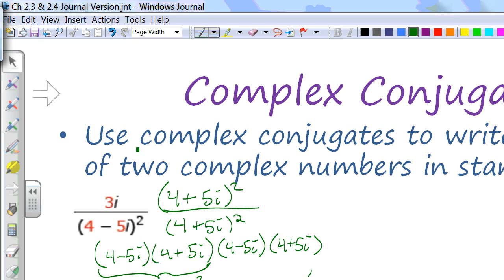Now, this i squared, what do you say happens with the i squared? i squared becomes negative 1. Well, the thing to remember is that this is the exact same. This is also 16 plus 25 is 41. So now I have 41 times 41 for my denominator. So 1681 for my denominator.